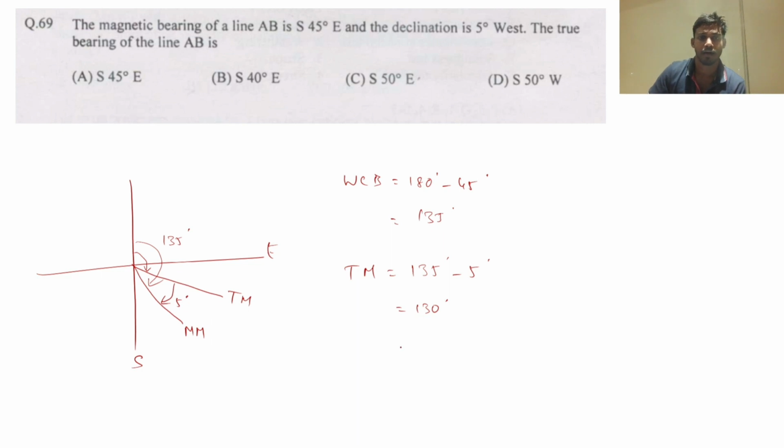And the question options are given in reduced bearing. So that means south 50 degree east. Southeast it is 50 degree. This angle is from true meridian to south, it is 50 degree. So option C is the right answer.